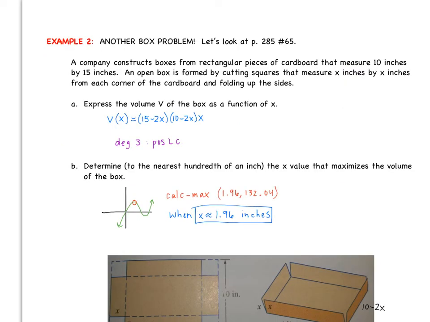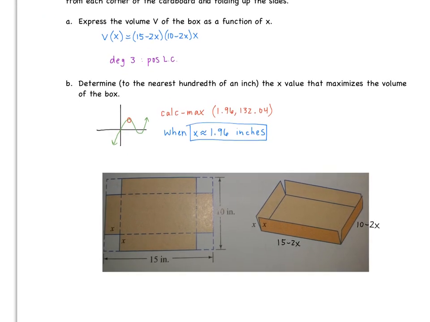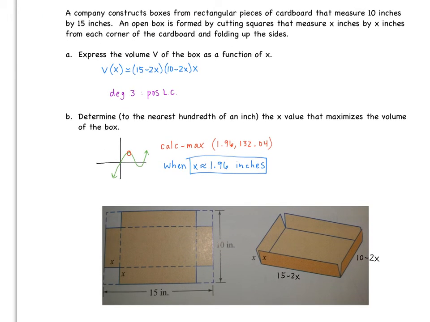Okay, our last example actually comes from the book, page 285, number 65. A company constructs boxes from rectangular pieces of cardboard that measure 10 inches by 15 inches. An open box is formed by cutting squares that measure x inches by x inches from each corner of the cardboard, folding up the sides. If you take a look at this diagram, this will help you. We start with 10 inches on this side, but we cut out this square, and 15 inches on this side, cutting out this square all around. That is x by x.